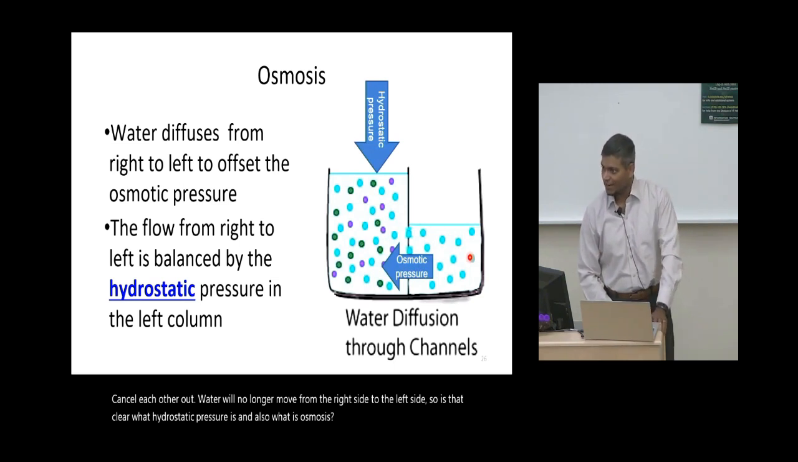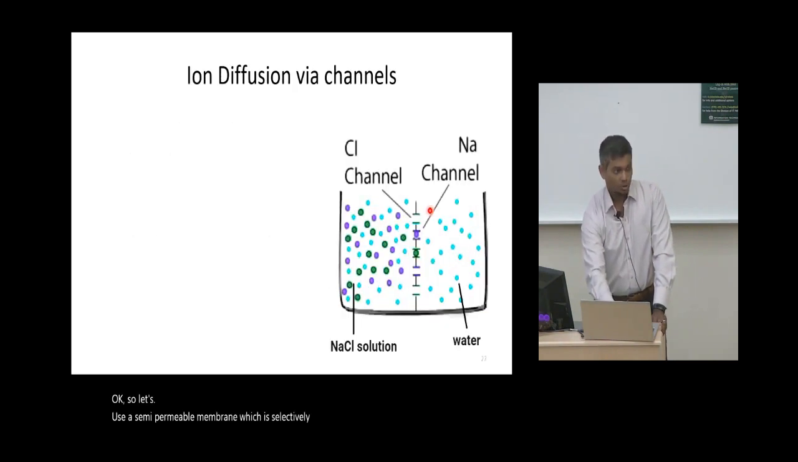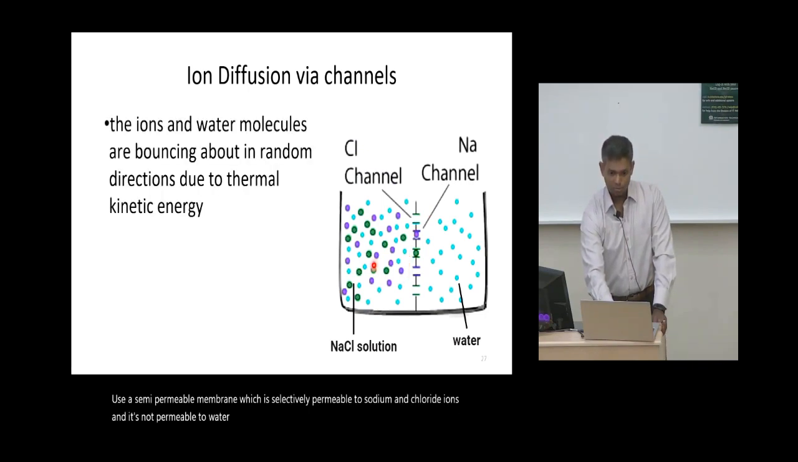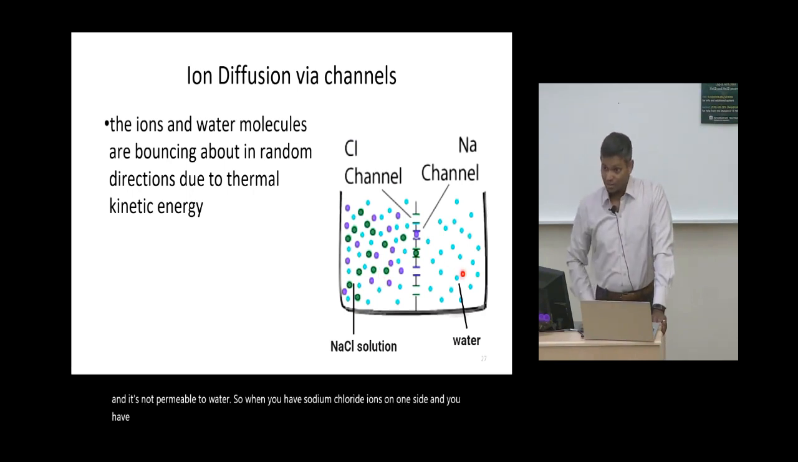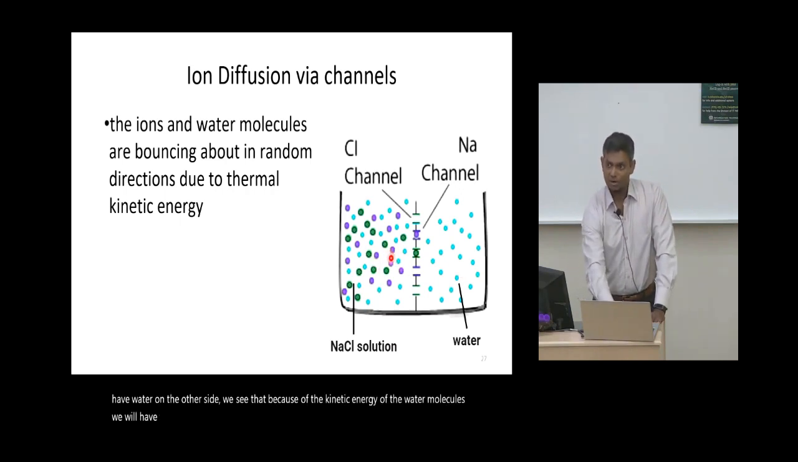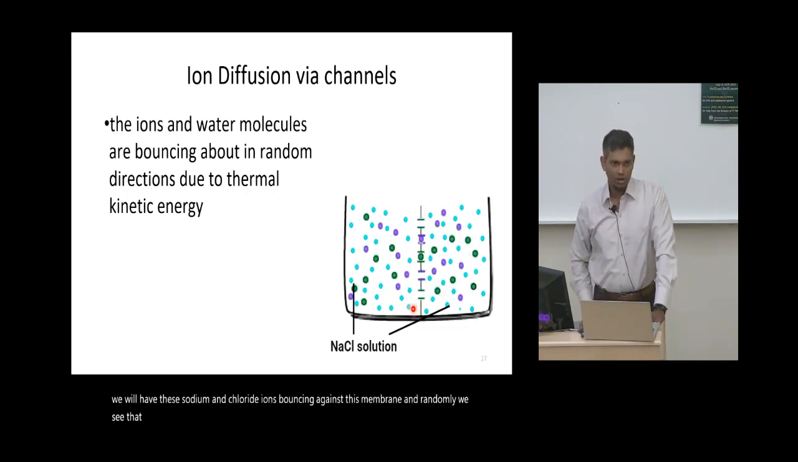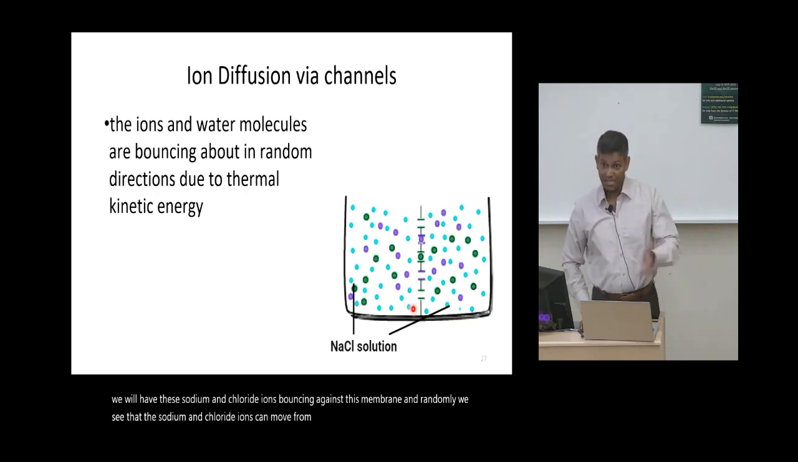Okay, so let's use a semi-permeable membrane which is selectively permeable to sodium and chloride ions, and it's not permeable to water. So when you have sodium chloride ions on one side and you have water on the other side, we see that because of the kinetic energy of the water molecules, we will have these sodium and chloride ions bouncing against this membrane.